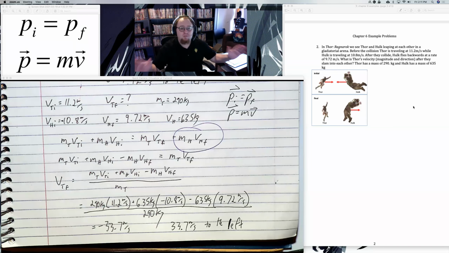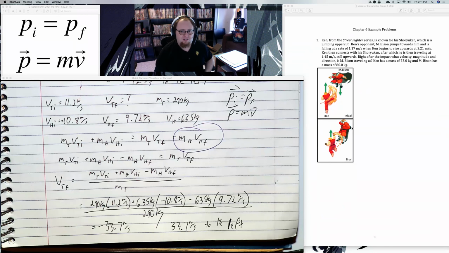Now, both of these problems were left and right. One was this, the other one was that, but both of them were all left-right, just colliding or bouncing. This also works in the up-down sense.